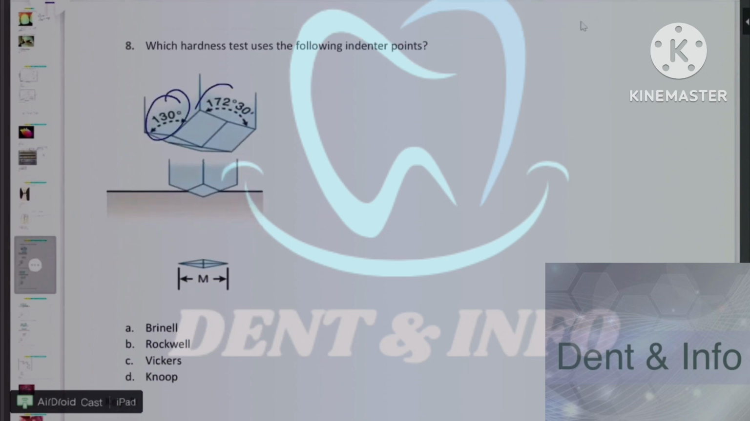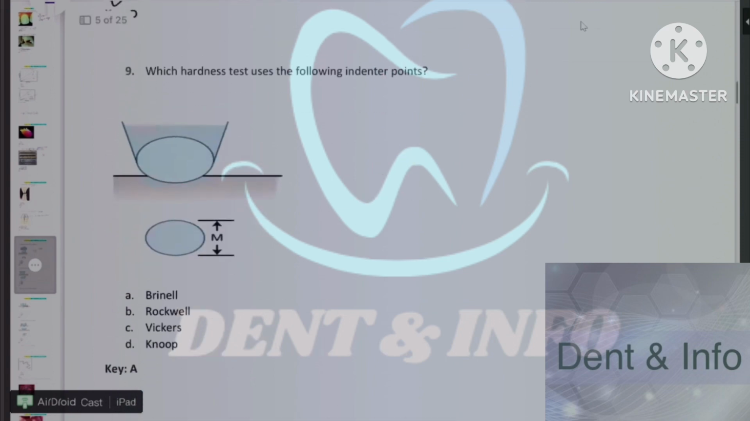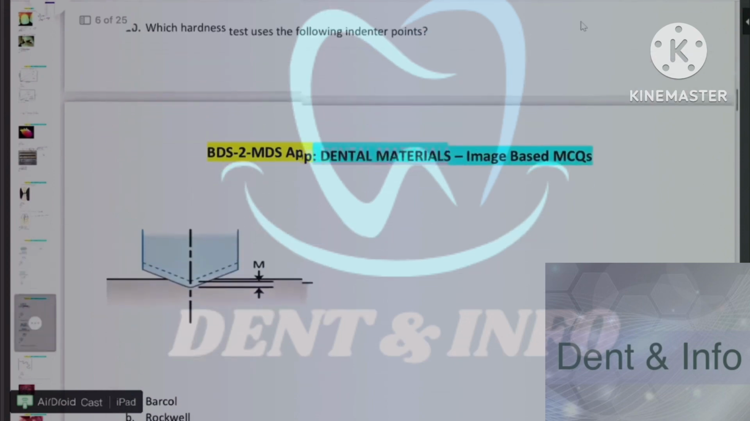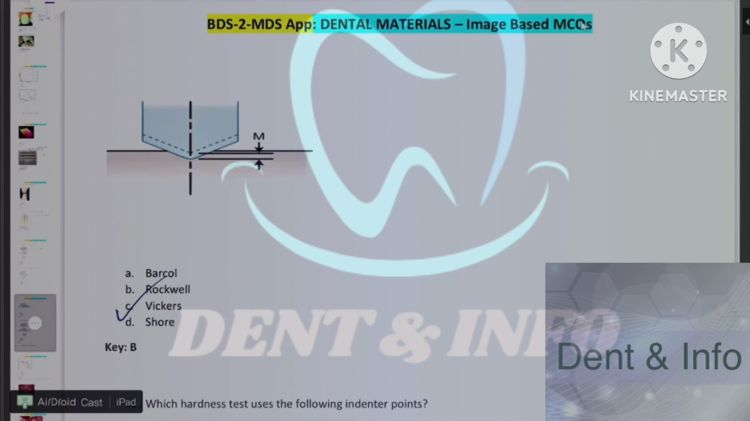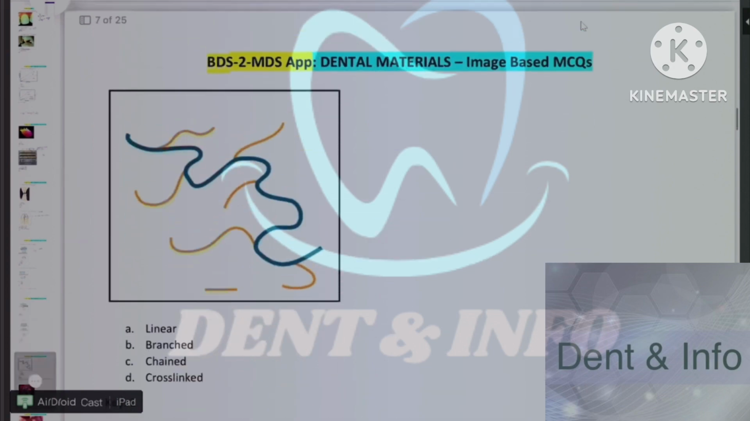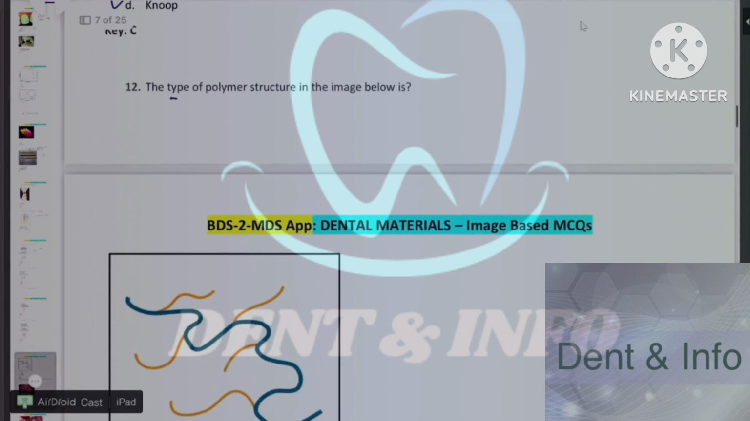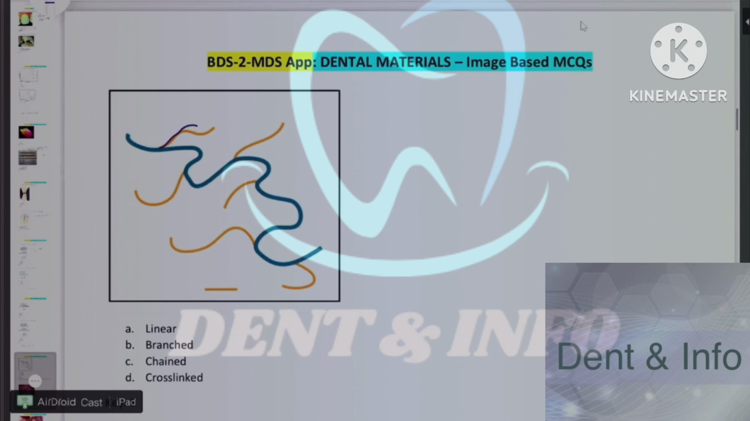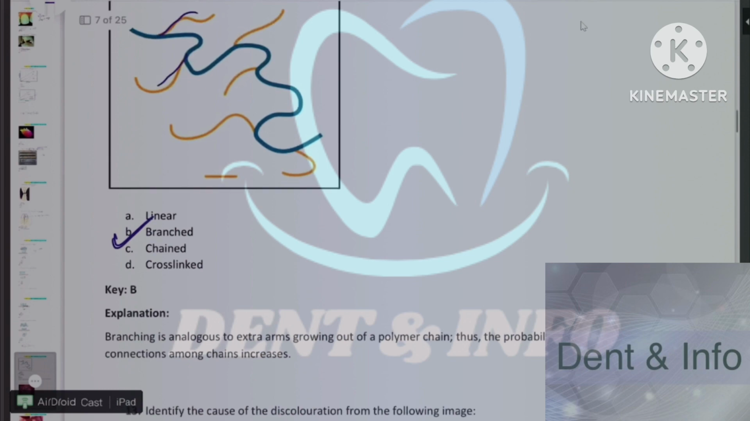Hardness test with two angles is Knoop. With one angle of 136 degrees is Vickers, plus a rhomboid is shown. This we have done, Brinell. Okay, this is no indentation, I'm sorry, Rockwell. Square is Vickers. Moving it fast because we have already done this. Type of polymer structure in the image, answer this. Branching is seen from the parent one. Okay, branching, this is branching.